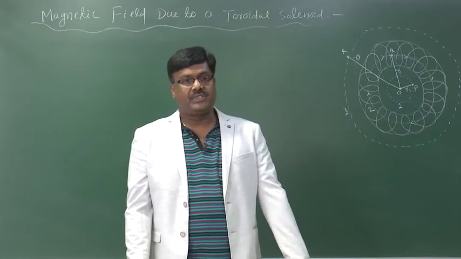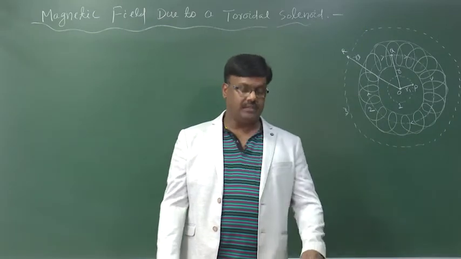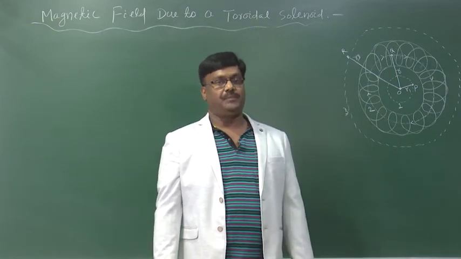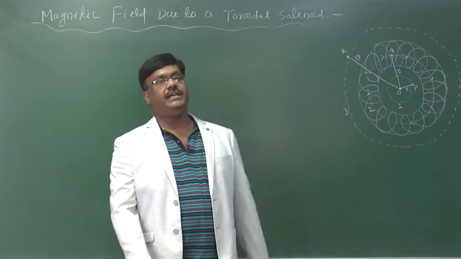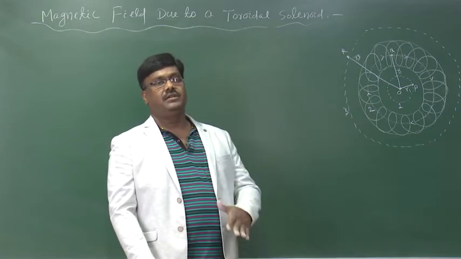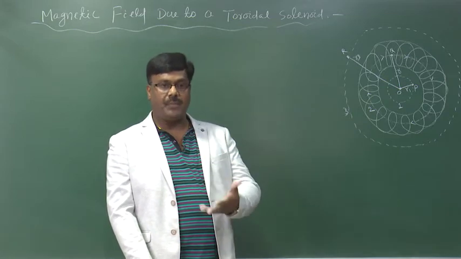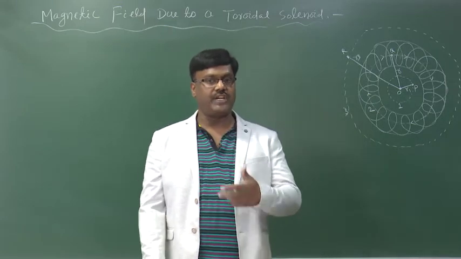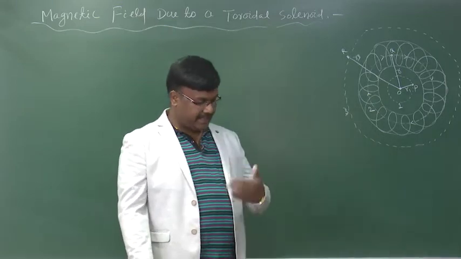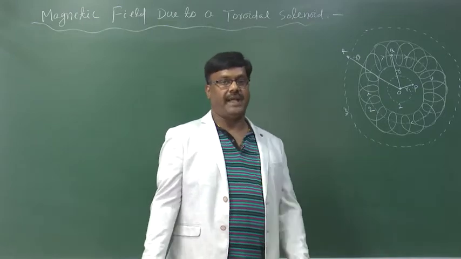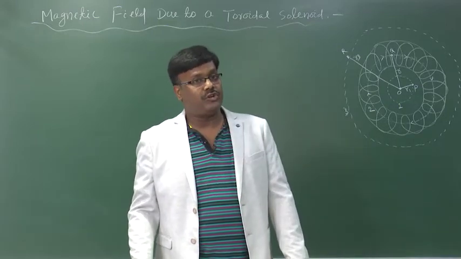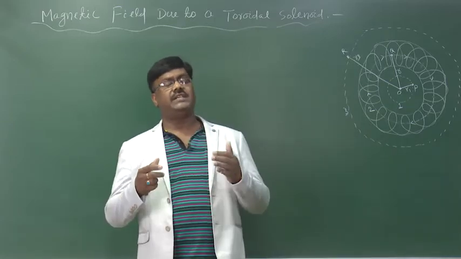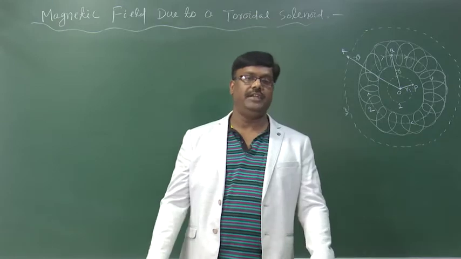Welcome back to our class. In our class, we are discussing the applications of Ampere circuital law, and already we have discussed the application of Ampere circuital law to the case of a straight solenoid. Here our aim is to find the magnetic field due to a toroidal solenoid. Then the question arises, what is a toroidal solenoid or toroid?